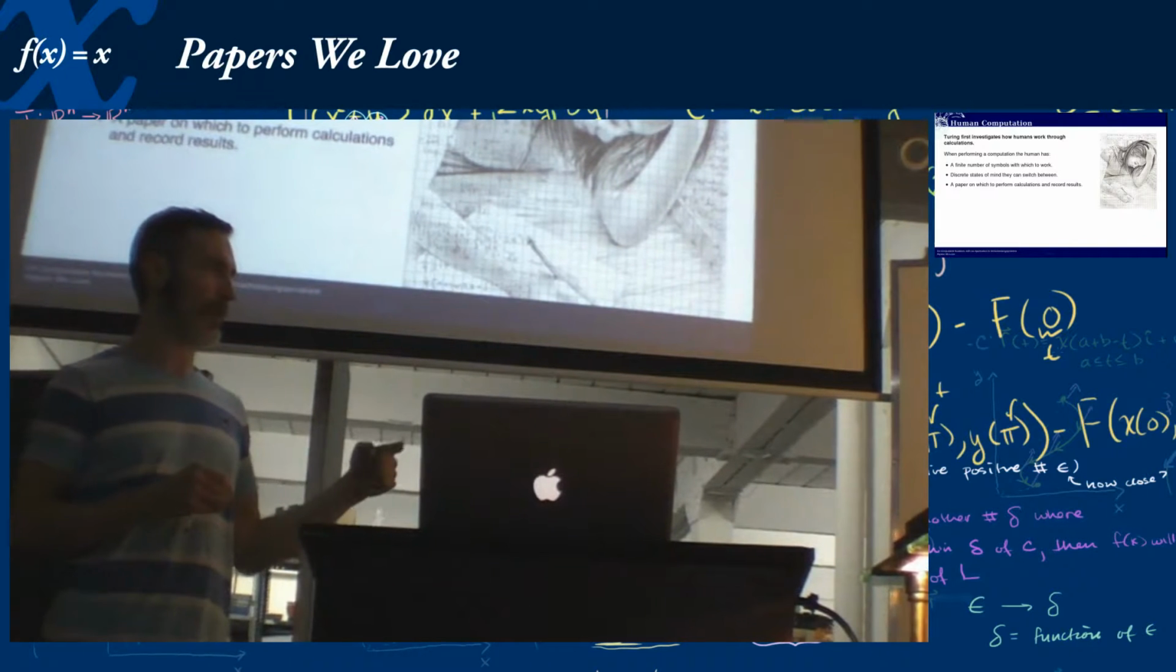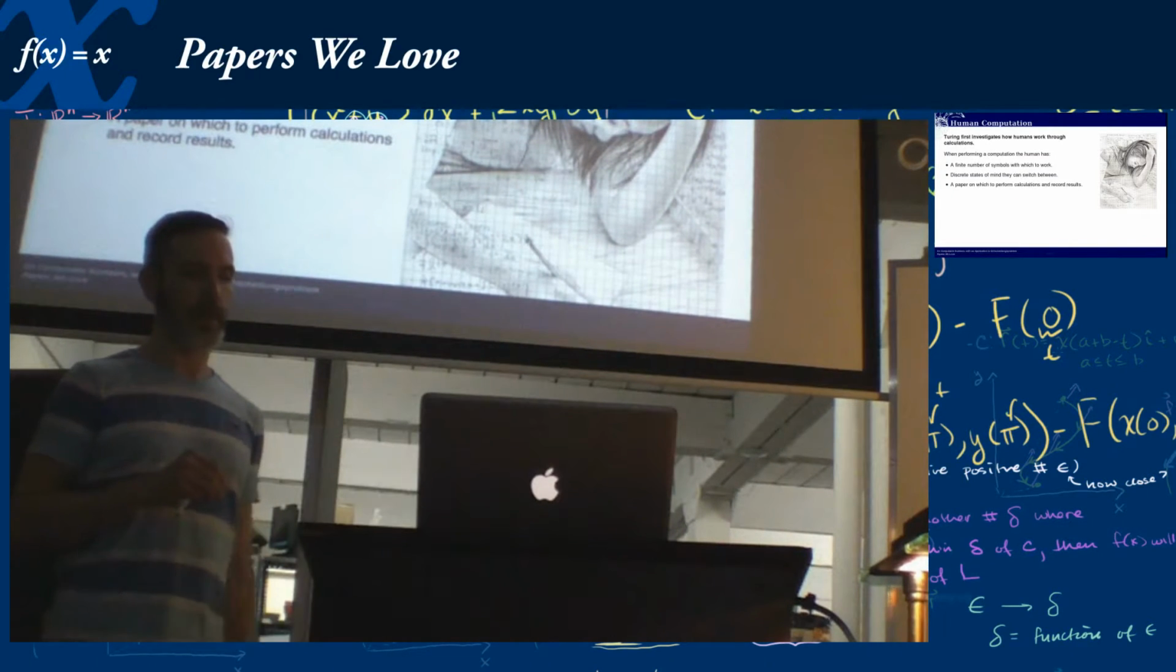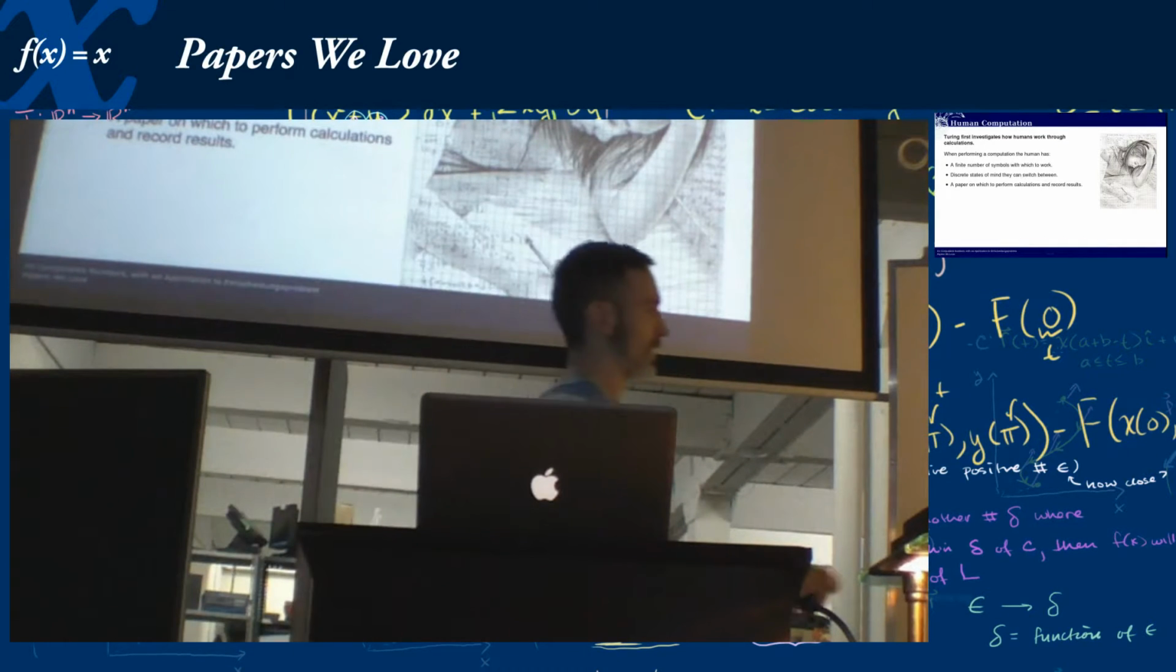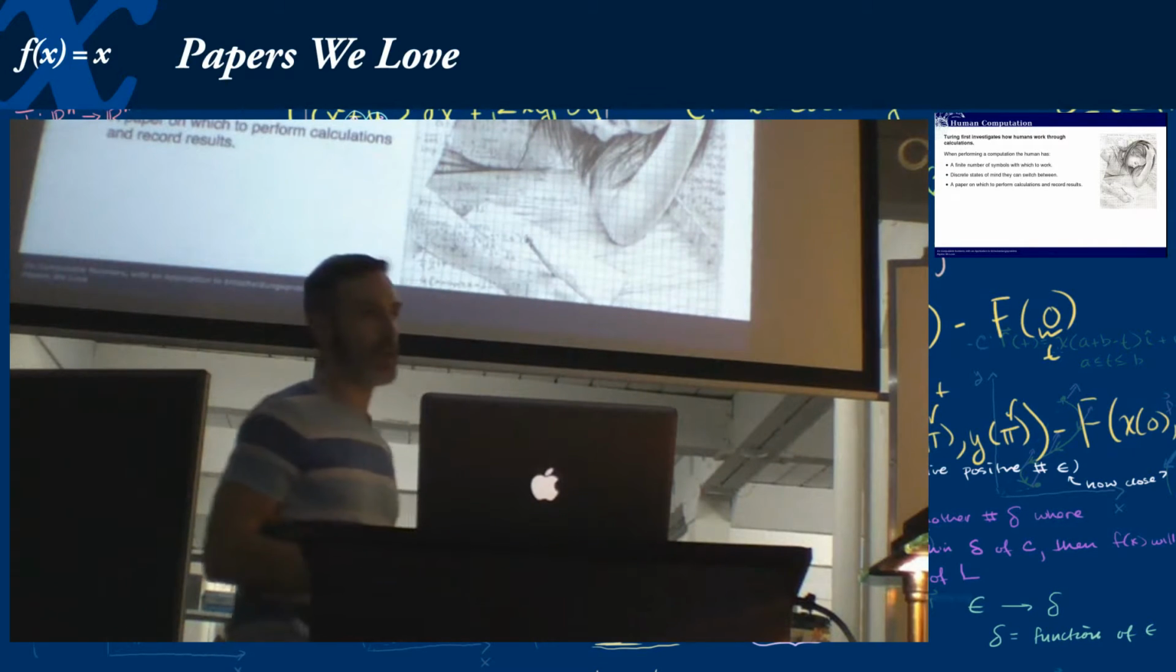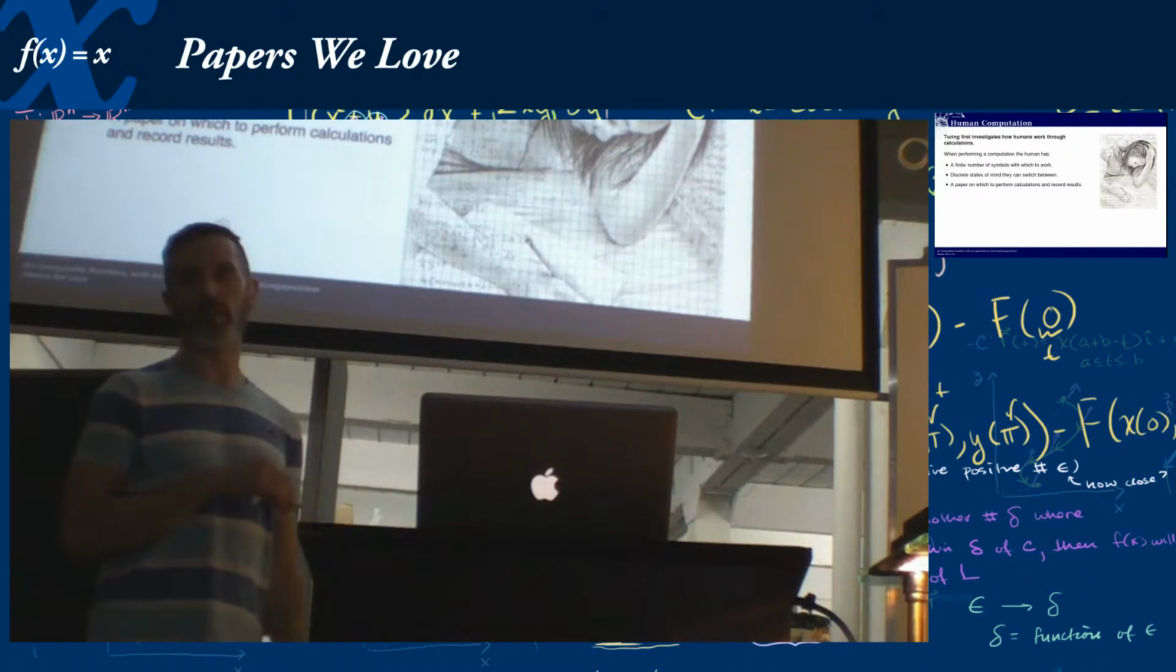And finally, I'm working here on a board, but Turing had the person working on paper to do two things. One, to use the paper as sort of scratch space for intermediary results, and also to record the final results.